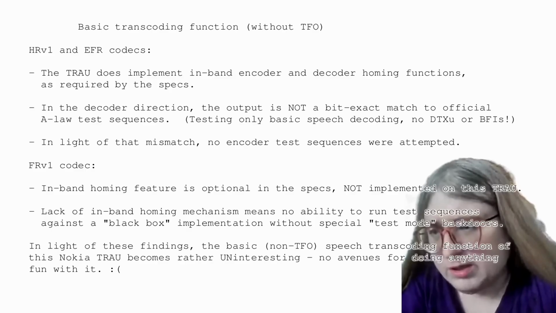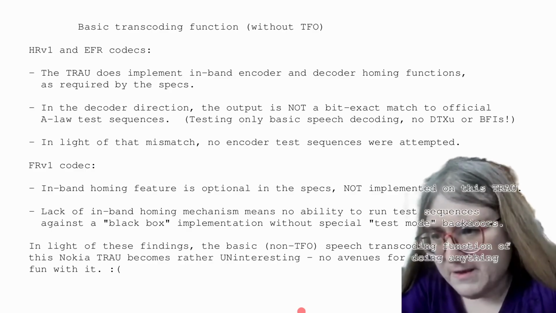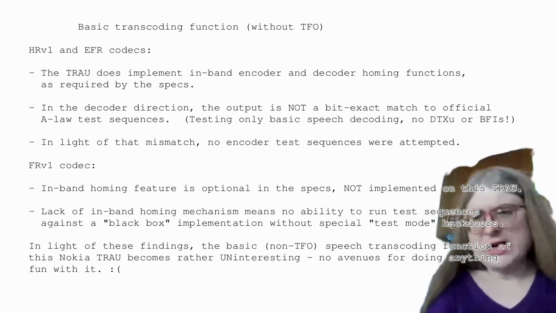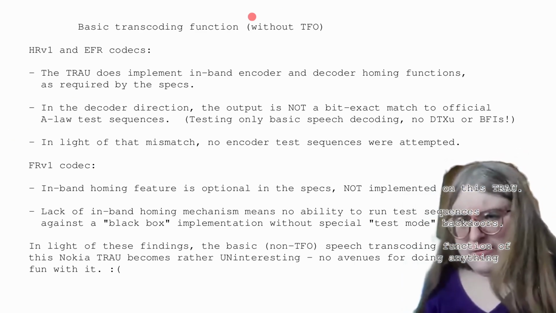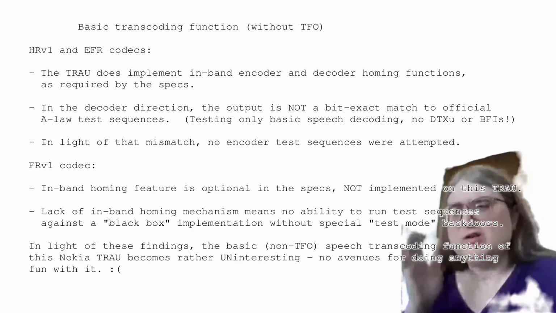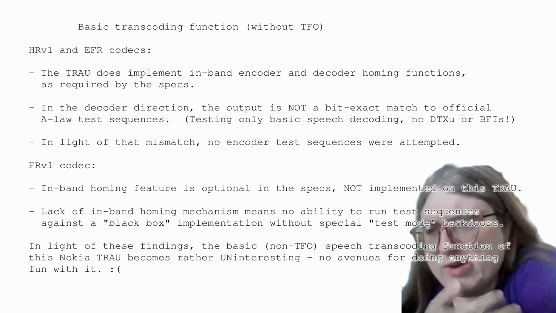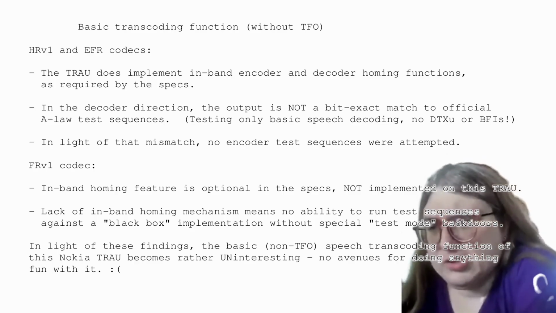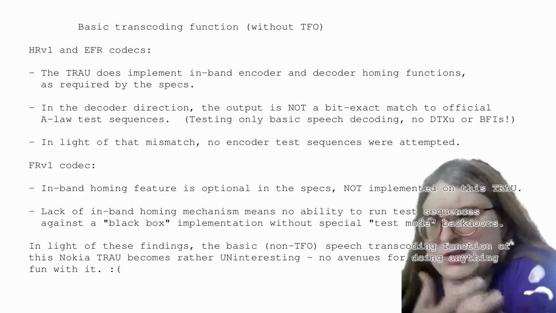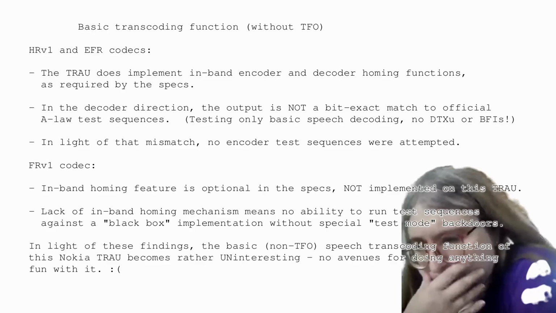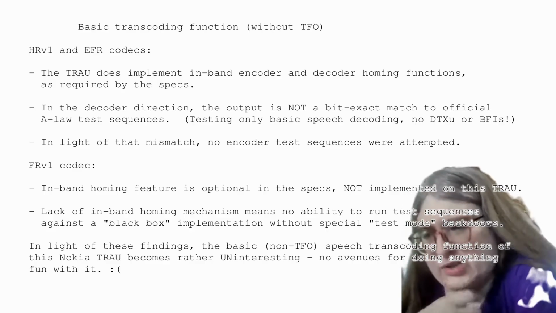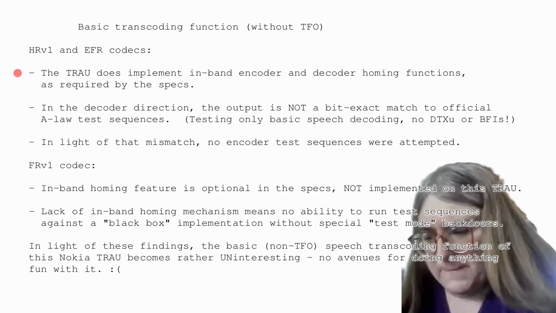So let's see what else we have here. All right, so this is the basic transcoding function. And notice how I say without TFO, which we'll get to. So the most basic transcoding function is just your regular operation, nothing special. You have uplink frames coming in, it runs the decoder, and in the other direction runs the encoder. And this mode is rather uninteresting for the reasons I spell out here.